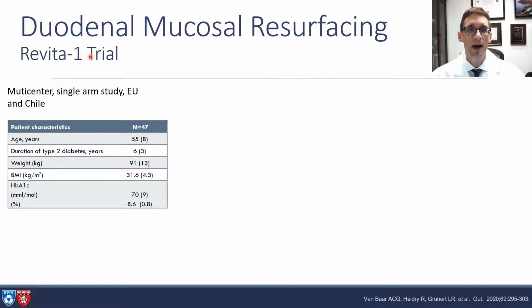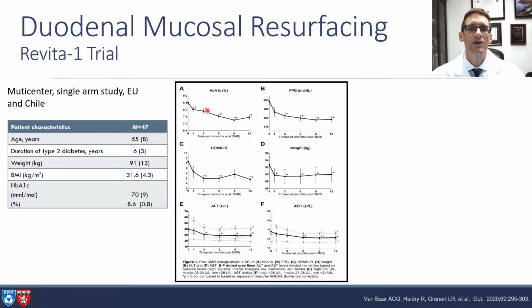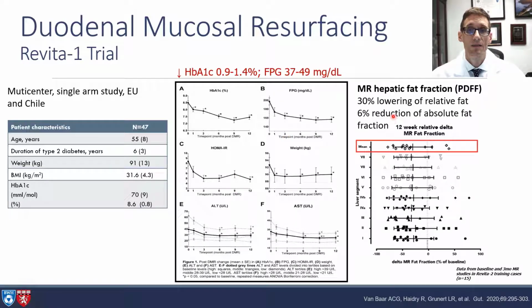The Revita 1 trial then was expanded to Europe. Again, very similar patient population here, and you can see there was substantial improvement in HbA1c, fasting blood glucose, HOMA-IR, and liver tests. Additionally, they looked at liver fat, and you can see that there's a 30% reduction in relative fat and a 6% reduction in absolute fat in MR-PDFF.